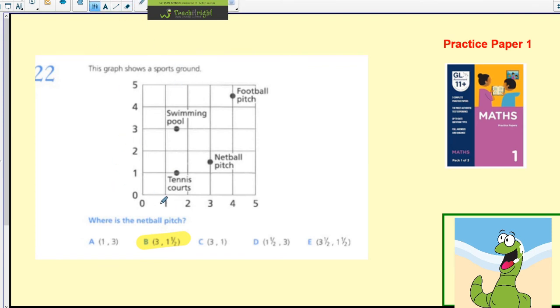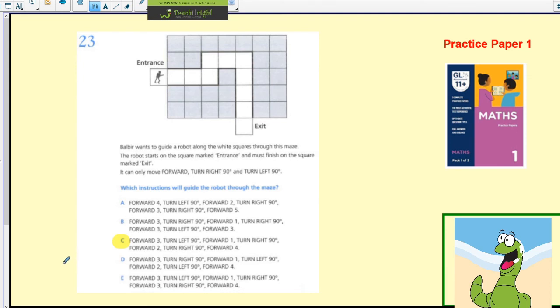22. This graph shows a sports ground. Where's the netball pitch? The netball pitch is along the corridor 3, so we can eliminate all the ones that don't have a 3 in the first position, and then up 1.5. So that position is halfway between 1 and 2, so it's going to be 1.5. So the y-axis is 1.5. So it's a combination of along 3, up 1.5. So 3, 1.5.